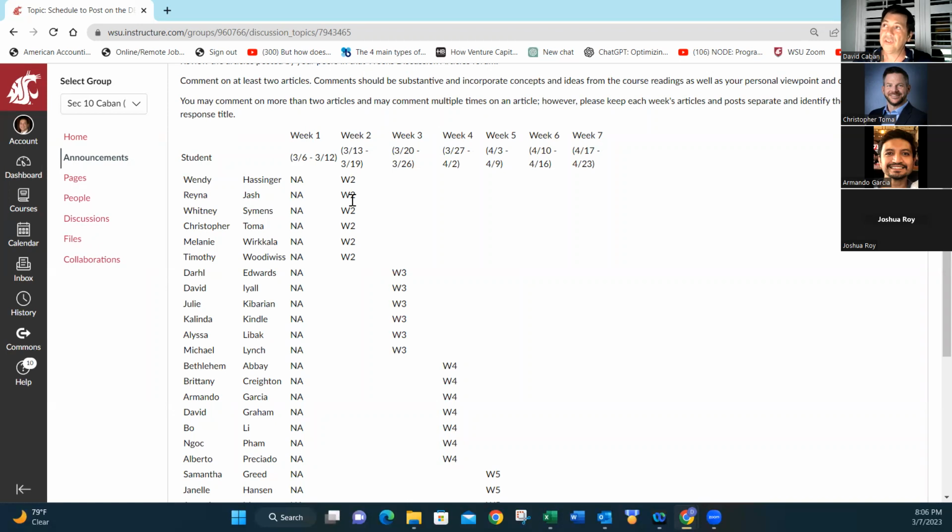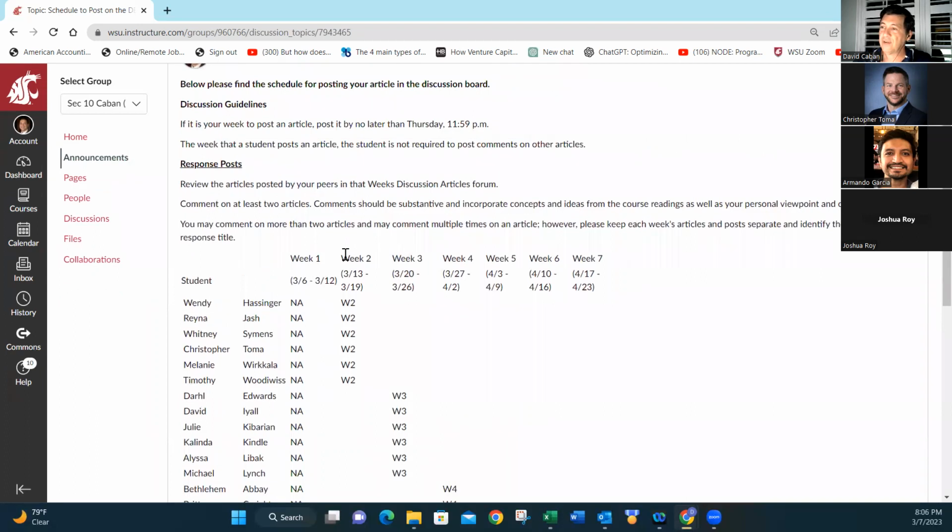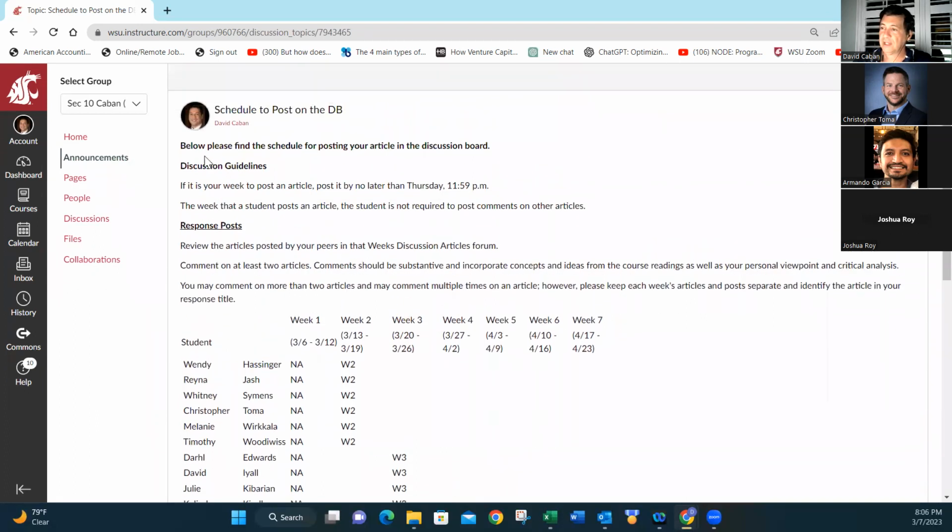The person that posts the article doesn't have to do the two comments, based on what I read on the website. So here are the instructions, okay? If it is your week to post an article, post it by no later than Thursday at 11:59. And the week that a student posts an article, this student is not required to post comments on other articles, although you're free to do so, right? If you want to post comments, absolutely. And then here you have those instructions, okay?